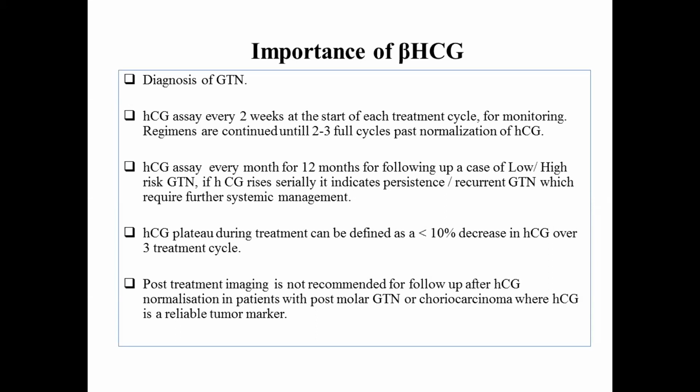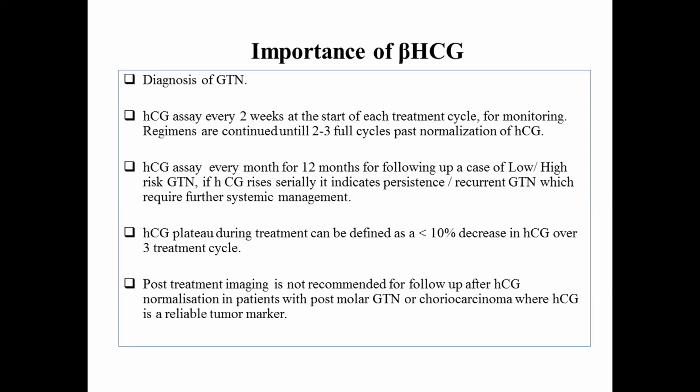The first issue was how long we should use the chemotherapy. And the answer is 2 to 3 full cycles past normalization of beta hCG. And how long beta hCG should be serially monitored in a case of low or high risk: it is monthly for 12 months. Now, if beta hCG rises serially, it indicates either persistent or recurrent GTN, which requires further systemic management.